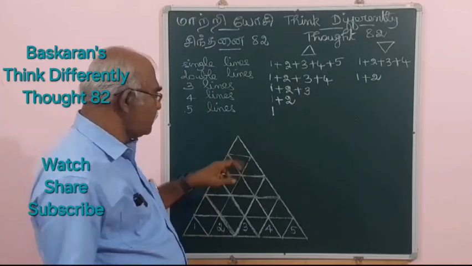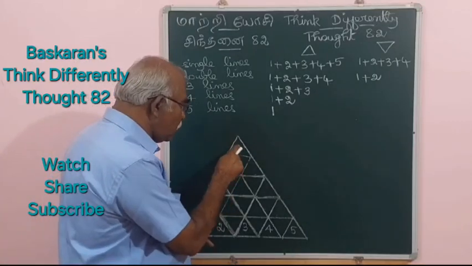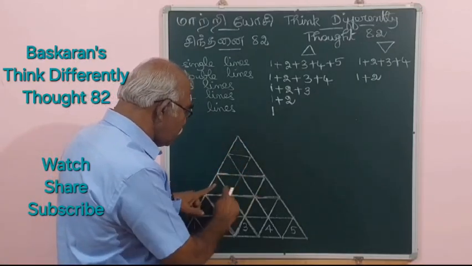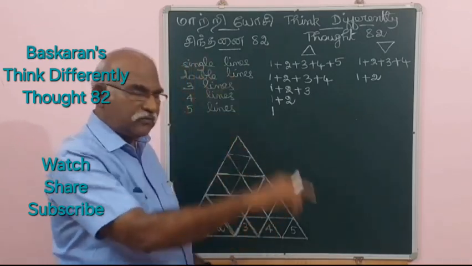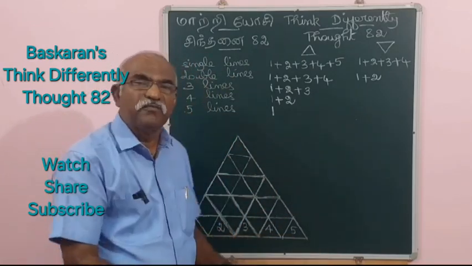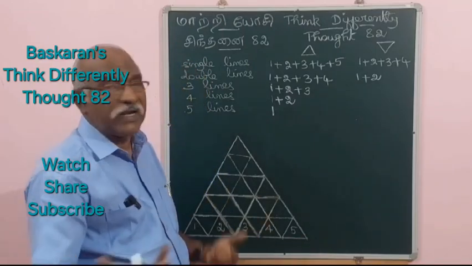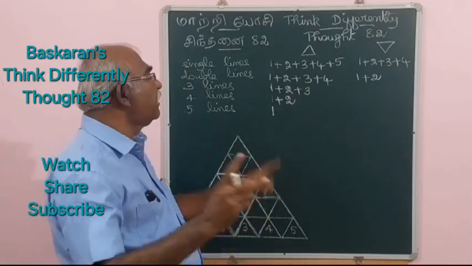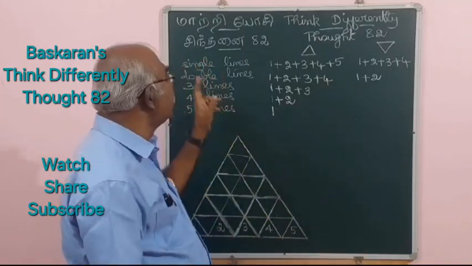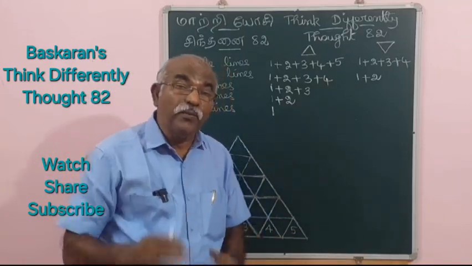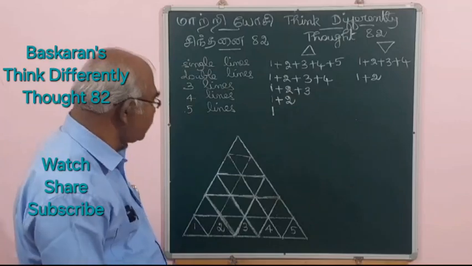In single lines, you start from here, you have 1, 2, 1, 2, 3, 1, 2, 3, 4, and in the bottom we have 5 upward triangles. So altogether there are 1 plus 2 plus 3 plus 4 plus 5 triangles in single lines. Now we go for 2 lines.